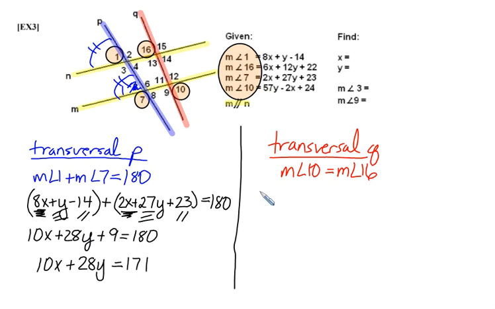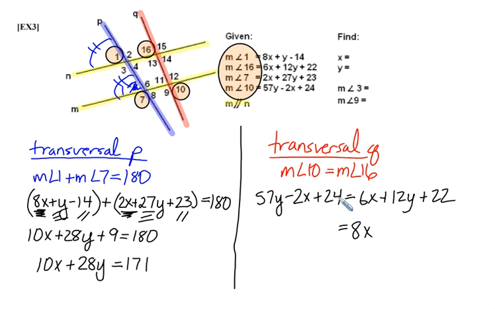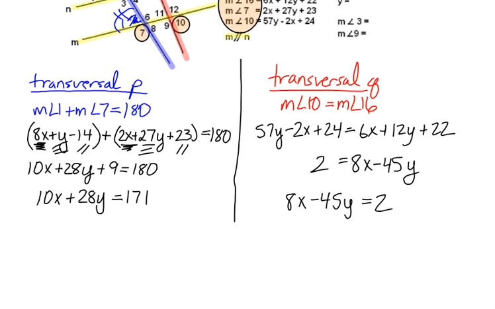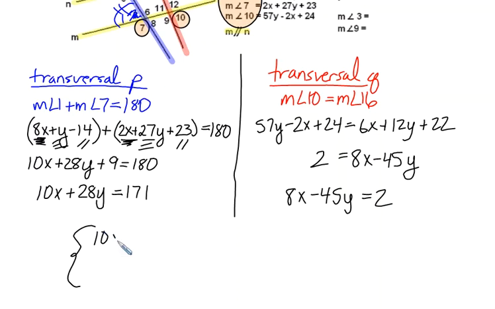We can now fill in the algebra of the problem. So 57y minus 2x plus 24 is equal to 6x plus 12y plus 22. I prefer to have the number attached to the x positive. So let's add 2x to both sides. We'll have 8x. We'll subtract 57y from both sides, which will leave us with a minus 45y. And then we'll subtract 22 from both sides and we'll get 2. Well, now, by the symmetric property of equations, we can switch those sides and we'll have 8x minus 45y equals 2. And at this point, we could set up our system of equations. 10x plus 28y equals 171, and 8x minus 45y is equal to 2.